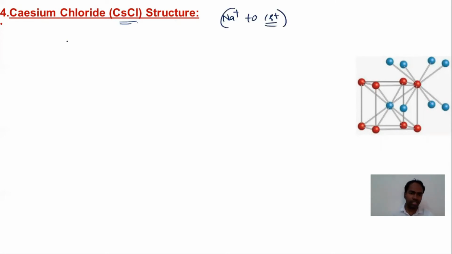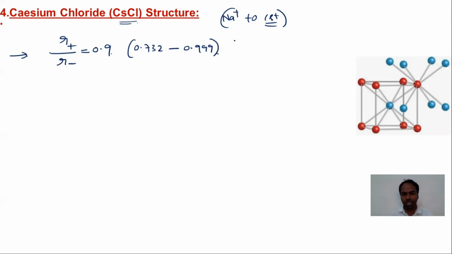When the cation radius increases, what about the ratio of the radius of the cation to the radius of the anion? It also increases. So when the cation radius increases, the radius ratio increases. Now it becomes equal to 0.9. So the radius ratio 0.9 comes between 0.732 and 0.999. So which type of void can we expect in this crystal? Cubic voids are present.